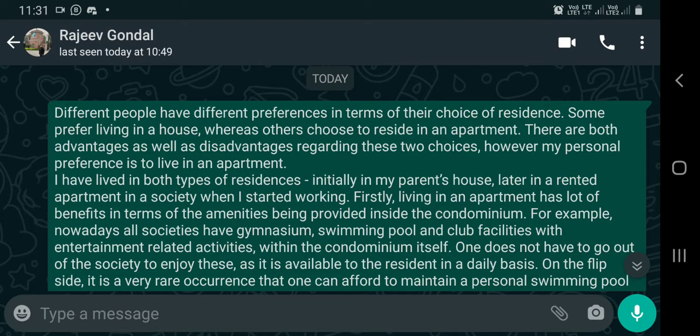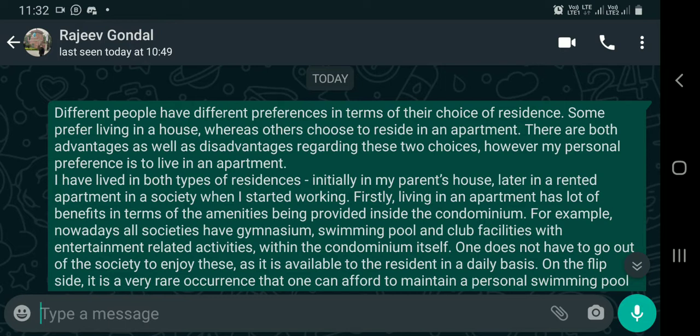It says, different people have different preferences in terms of their choice of residence. All right, fine. So this is a basic sentence. Some prefer living in a house, whereas others choose to reside in an apartment. There are both advantages as well as disadvantages regarding these two choices. However, my personal preference is to live in an apartment. Now, if you look at the third sentence, there is a small grammatical error here.